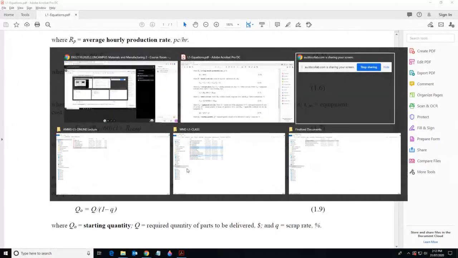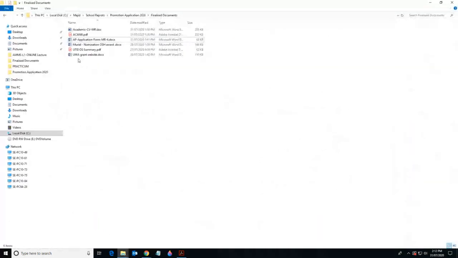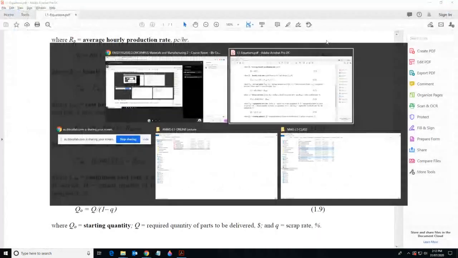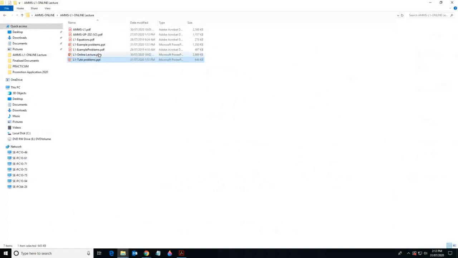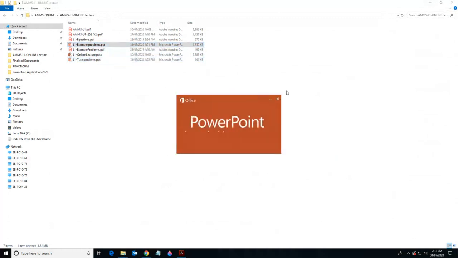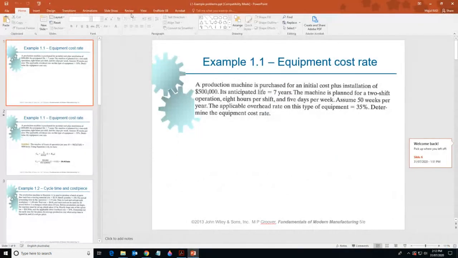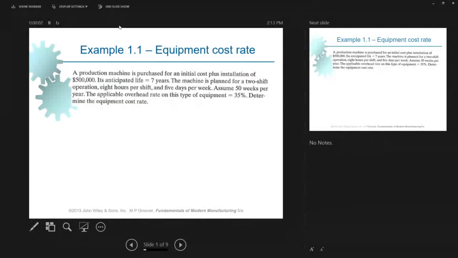Now let's move on to doing the problems. I have uploaded a number of example problems. Let's look at the example problems first. This is the first example problem. Let's see what it is asking us to do.